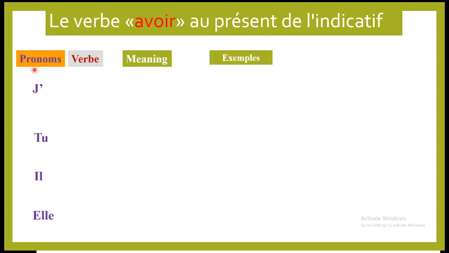Over here we have pronom, verb, the meaning, and example. Let's look at the pronouns we have learned earlier. Je, tu, il, elle. Répétez. J'ai.